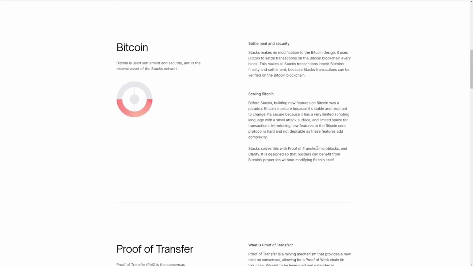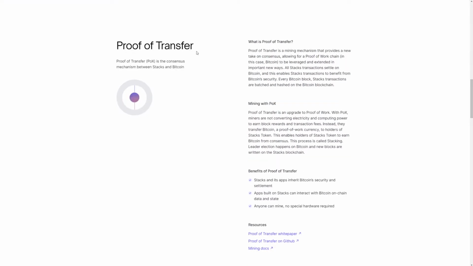of the proof of work mechanism which Bitcoin itself uses. They also take advantage of microblocks and Clarity for the smart contracts. So they designed it so that the builders can benefit from Bitcoin's properties without modifying Bitcoin itself and losing all of Bitcoin's benefits. So here is proof of transfer explained briefly.